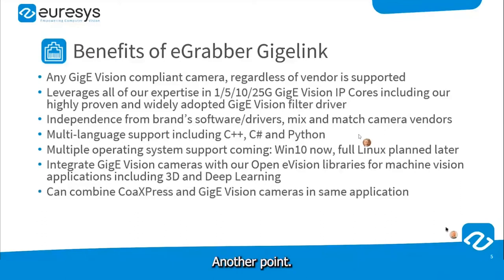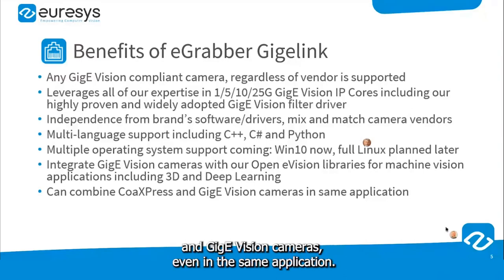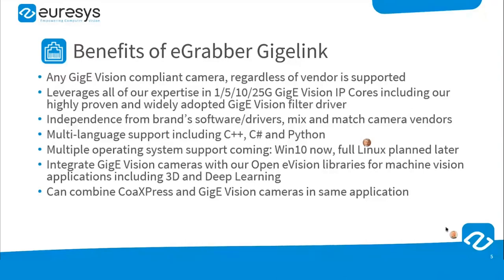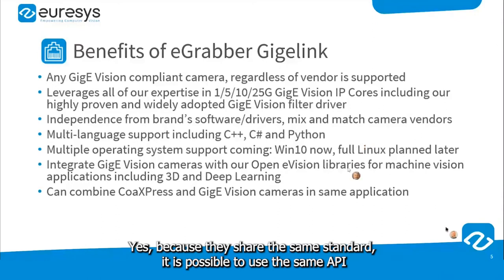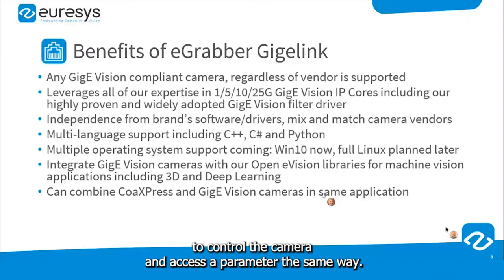Another point, it sounds like I can easily now combine CoaXPress and GigE Vision cameras even in the same application. Yes, because they share the same standard, it is possible to use the same API to control the camera and access the parameters the same way.